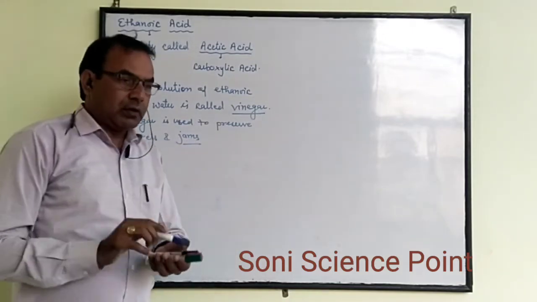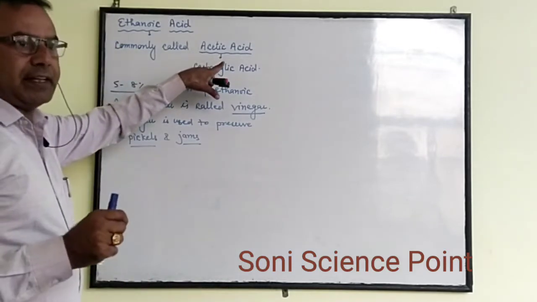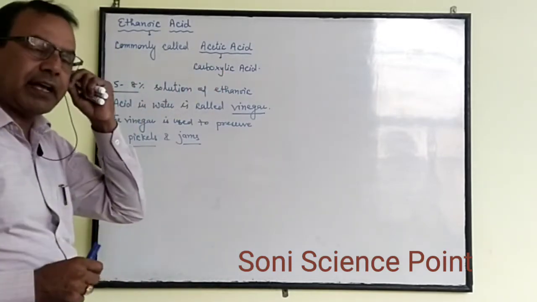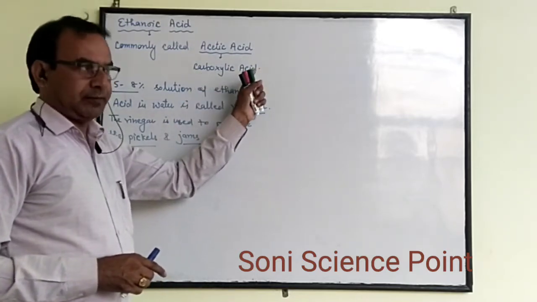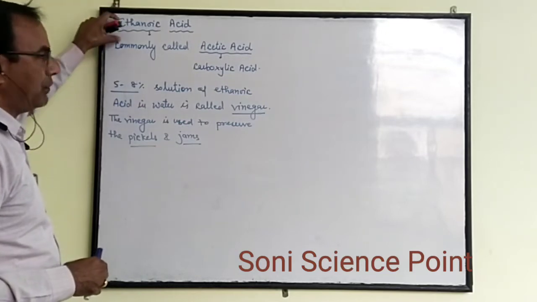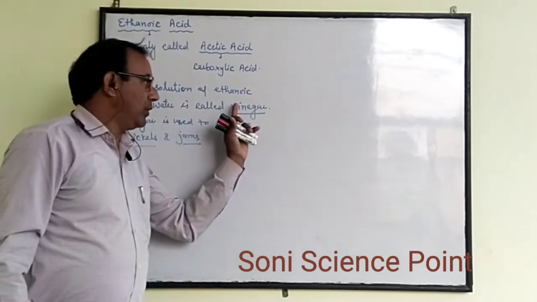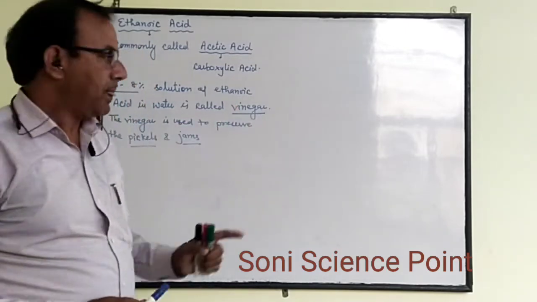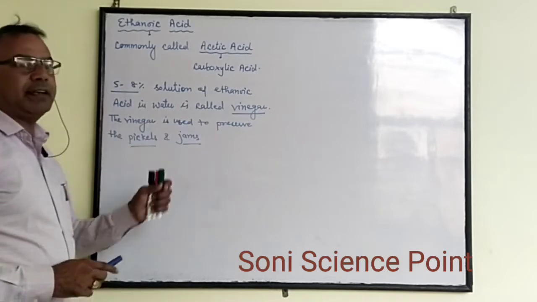First of all, ethanoic acid is commonly called acetic acid. This acetic acid belongs to the group of carboxylic acid. And a 5 to 8% solution of ethanoic acid in water is called vinegar. And vinegar is used to preserve pickles and jams.